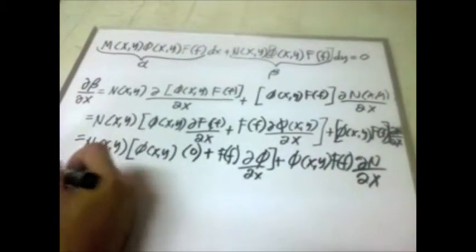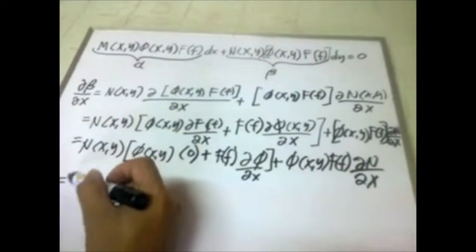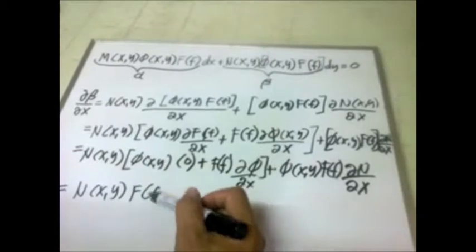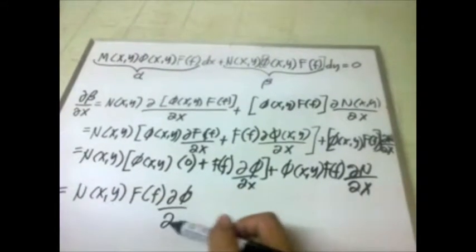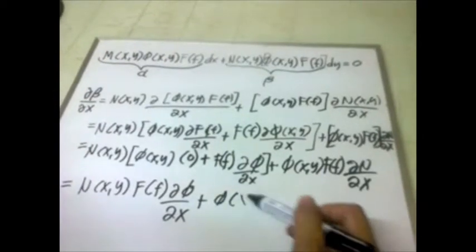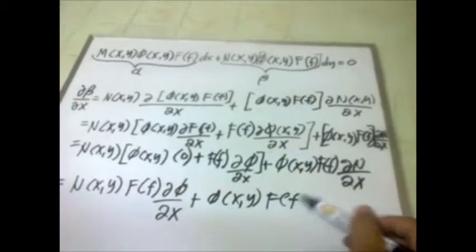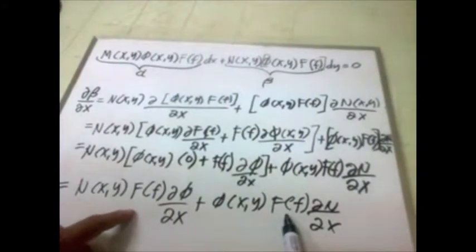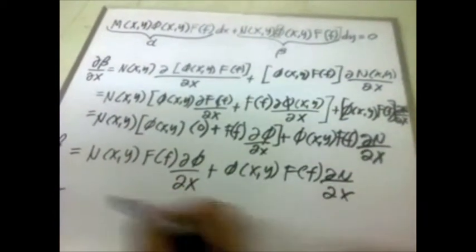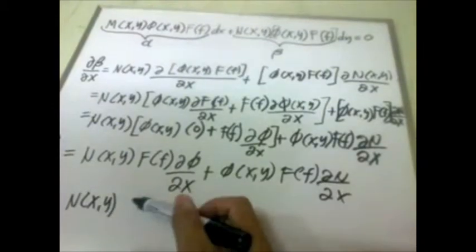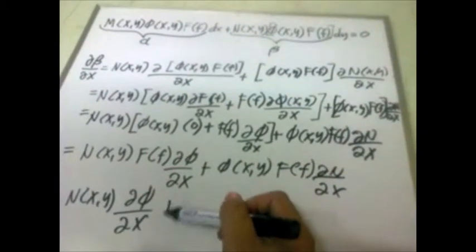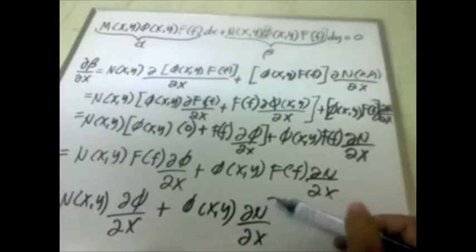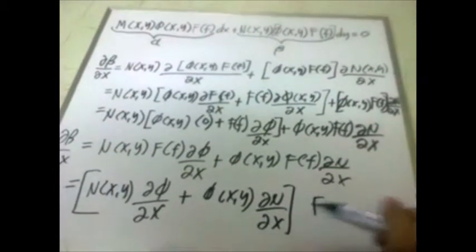So this is now the final answer for the partial of beta over partial of x, which is n of xy multiplied by f of f times the partial of phi over partial of x, plus phi of xy times f of f times the partial of n over partial of x. They have common terms that we are about to factor out, so we have to factor it out now: n of xy times the partial of phi over partial of x plus phi of xy times the partial of n over partial of x, in a quantity multiplied by f of f.